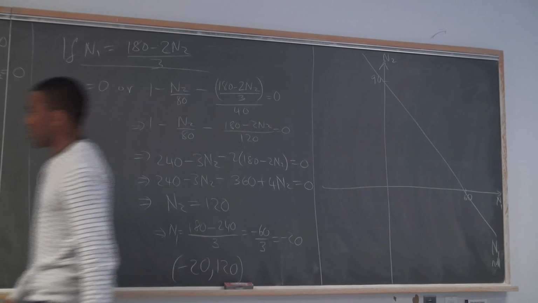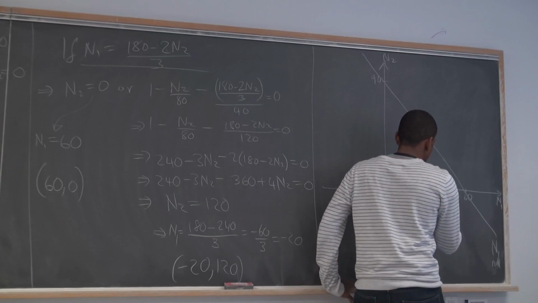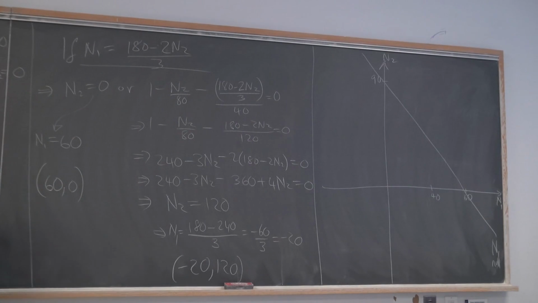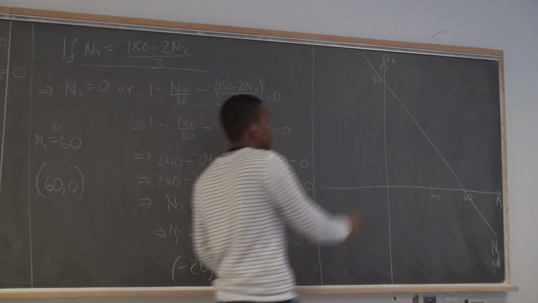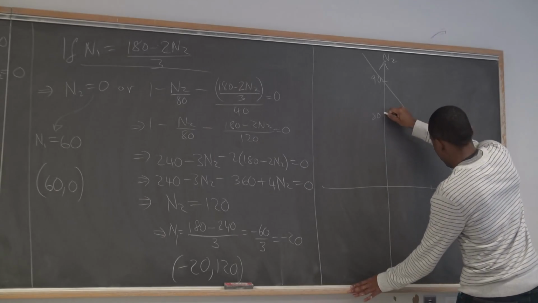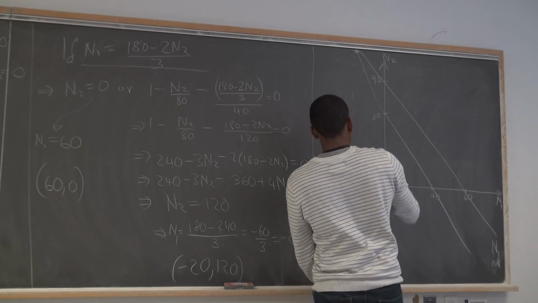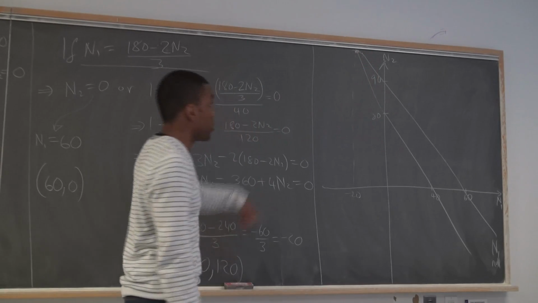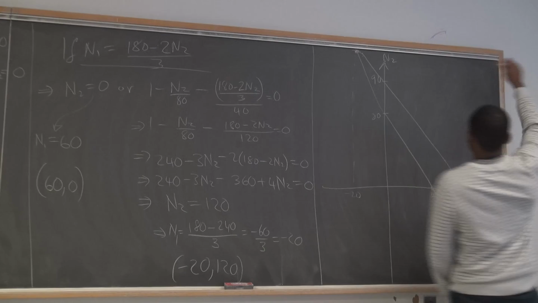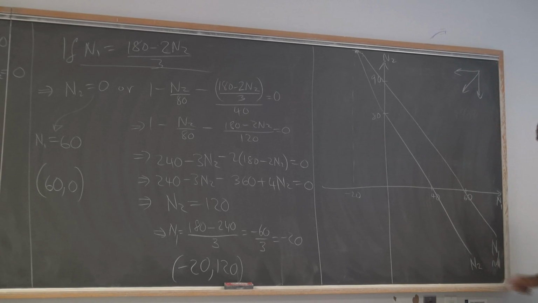Then you do the same for the second one. What if N2 is 0? N1 would be 40. And then what if N1 is 0, and N2 would be 80? And then you connect those guys. Now it's going to intersect somewhere over here in the negatives, at negative 20, comma 120, right? But we actually don't even care about that because it's not realistic for us. The right side is this. This is the N2 null cline.